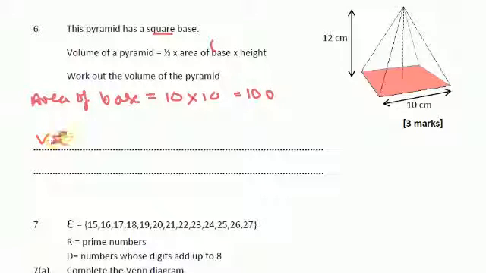So the volume of the pyramid will equal 1/3, according to the formula, times the area of the base, which we know now is 100, times the height of the pyramid. And the height of the pyramid, looking at the diagram, we see is 12. So we just work out this. 3 into 12 goes 4. 4 times 100 is 400. And it's cubic centimeters, since we're working in centimeters.